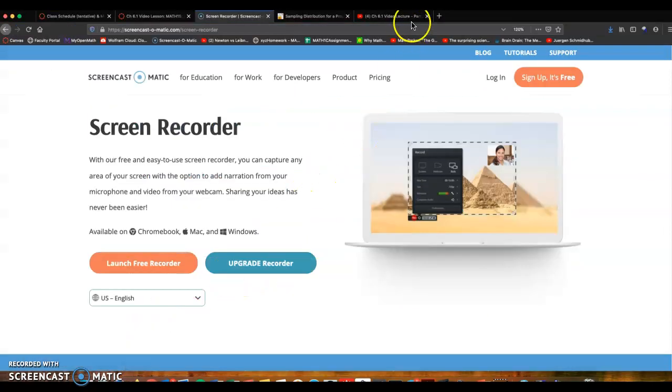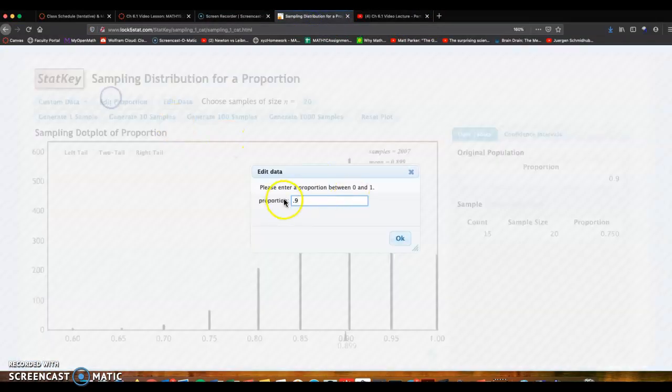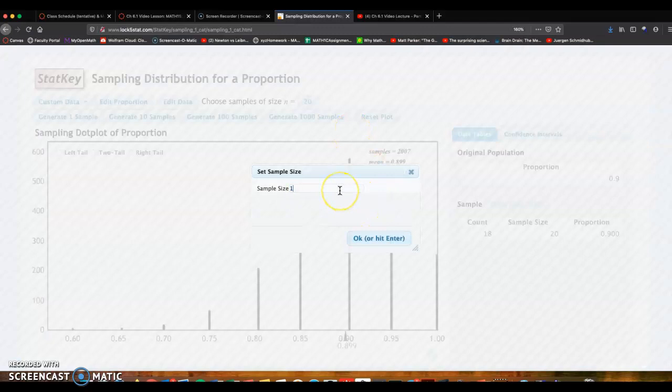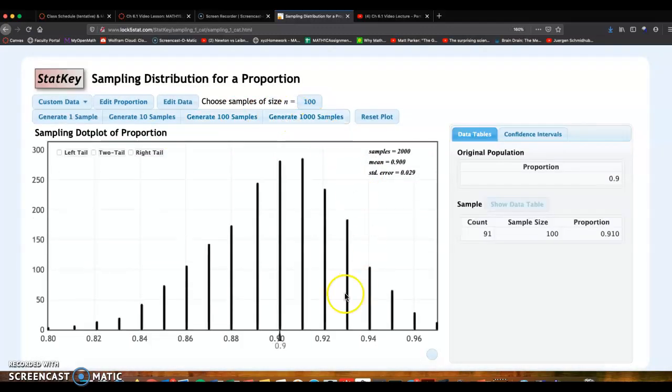So if we look at StatKey, again our proportion here is 90%. With a sample size of 20, we did not get a normal distribution. With a sample size of 100, I generate a whole bunch of samples, and I'd still say there's a very slight left skew over here. But we're going to use the normal distribution to approximate. We can approximate this distribution with that bell-shaped curve.